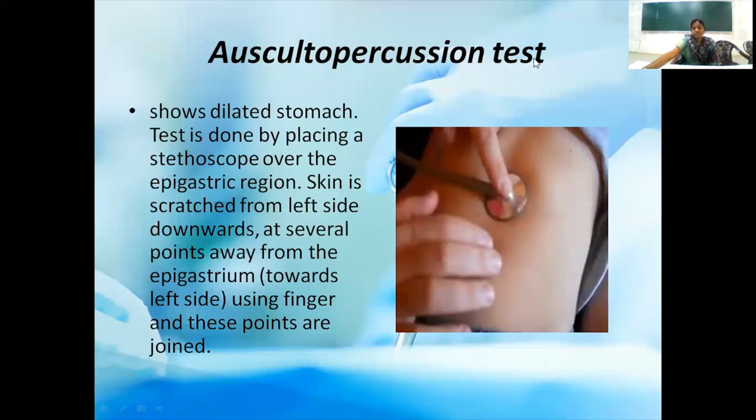This auscultopercussion test shows a dilated stomach. In this test, two surgeons or two doctors are used. One is keeping the stethoscope over the epigastric region. The other person will be scratching or percussing the skin. The skin is scratched from the left side downwards at several points away from the epigastrium using the finger. After this, all the points have to be joined. This shows the greater curvature of the stomach.